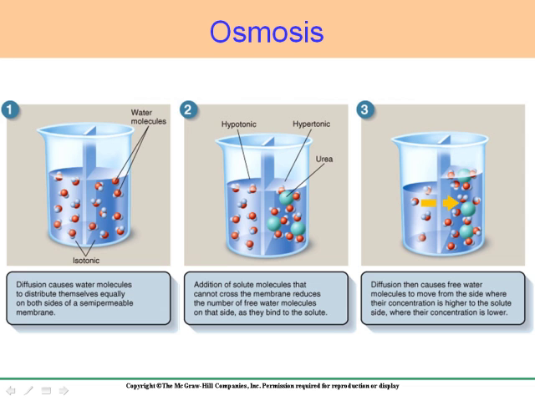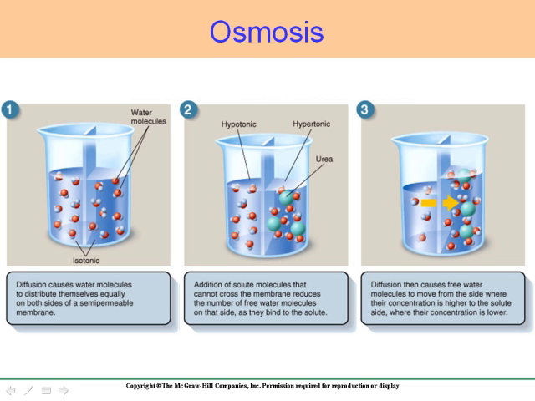In figure number 2, we see the same beaker, but in this case, we have the addition of urea molecules to one side of the semipermeable membrane. On one side of the membrane, we have only water molecules, but on the other side, we have both water molecules and urea molecules. In this case, the addition of solute molecules that cannot cross the membrane, which would be the urea molecules, reduces the number of free water molecules on that side as they bind to the solute.